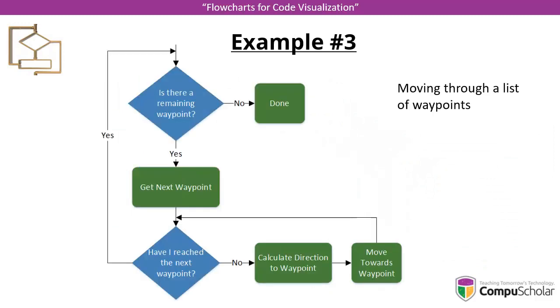So here's a somewhat different example, and in this example we are moving through a list of waypoints. So you can imagine we have this list that has some sort of directional waypoint, and we have an entity, say a robot or a car or something like that, a character that we want to move from point to point. So we'll come into the top of our algorithm here and we'll follow the arrow down. We'll just check our list and see is there anything left.